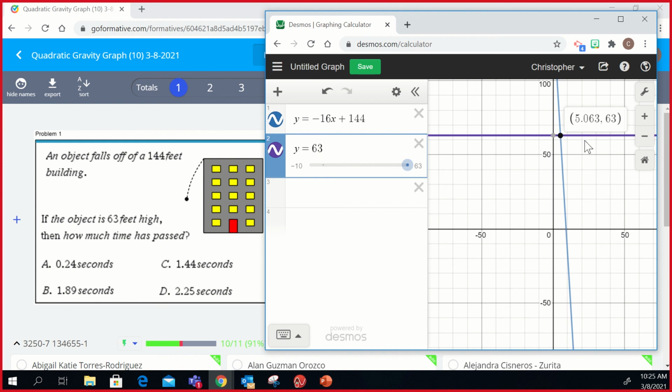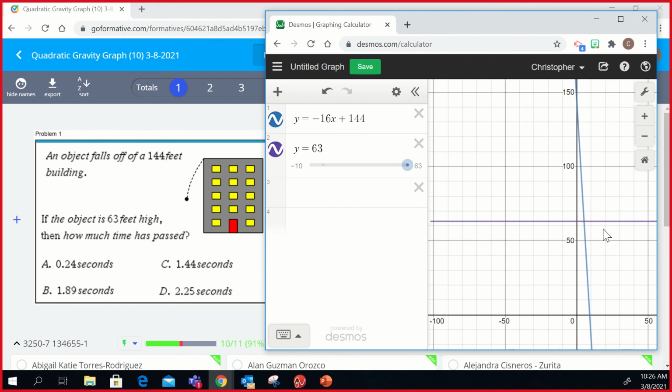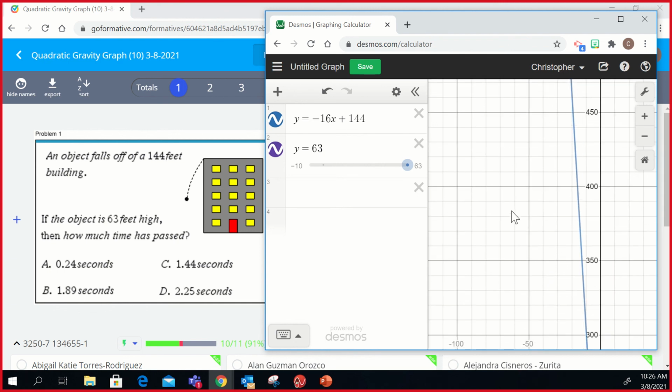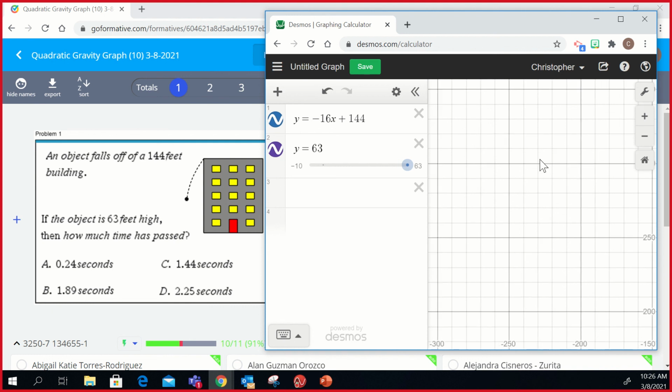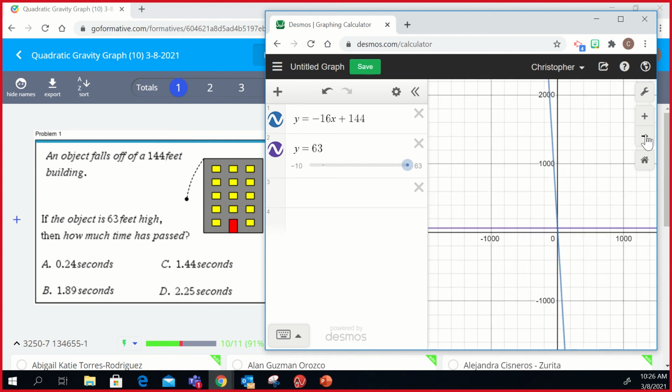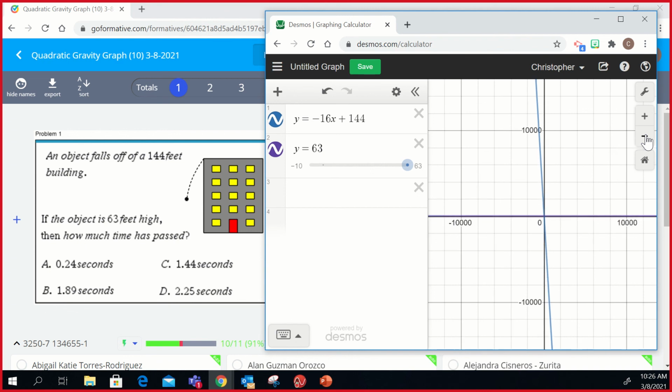So when it's 63, the height should have been 5 seconds at 63. Uh-oh. So something's off. Either my calculations are off or this thing is off. Oh, I know what it did. You know what it did? I didn't say squared.